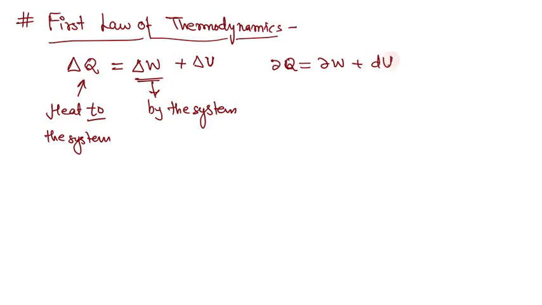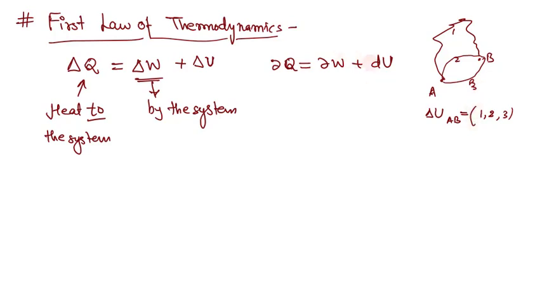So dU is the total derivative of the internal energy, because it doesn't depend upon the path of the system. Suppose you have point A and point B. Whether you go from A to B by path 1, 2, or 3, the difference in internal energy between A and B is independent of the path you choose.